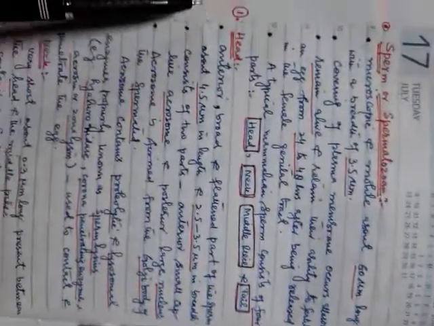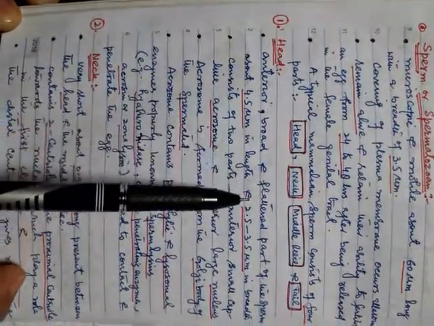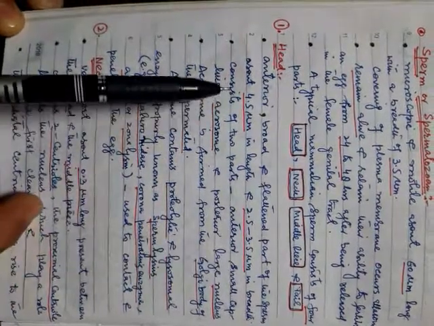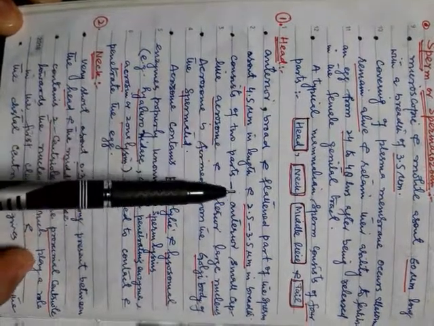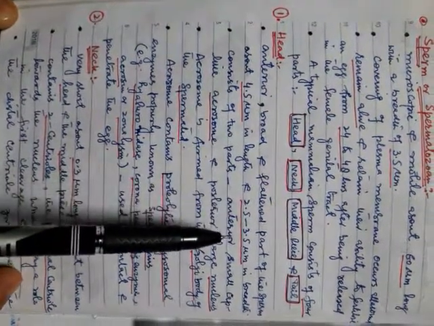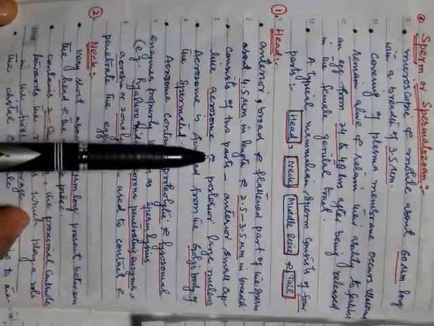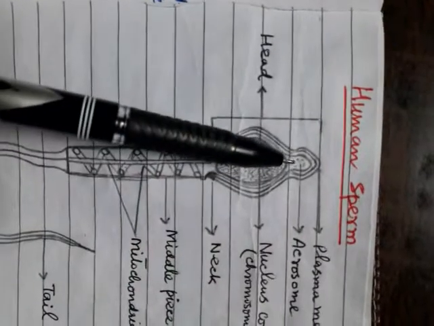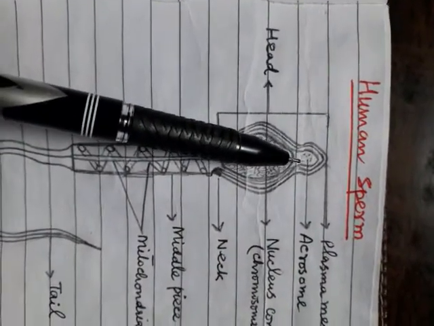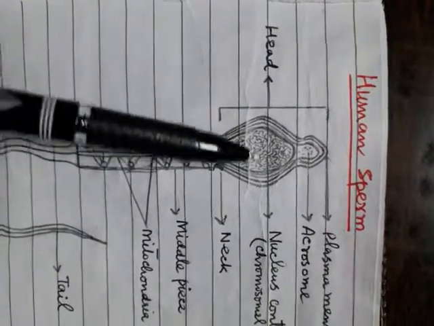How can we define the head? Head is the anterior, broad and flattened part of the sperm, which measures about 4.5 micrometers in length and about 2.5 to 3.5 micrometers in breadth. Head consists of two parts: the anterior small cap-like acrosome, and the posterior large nucleus.